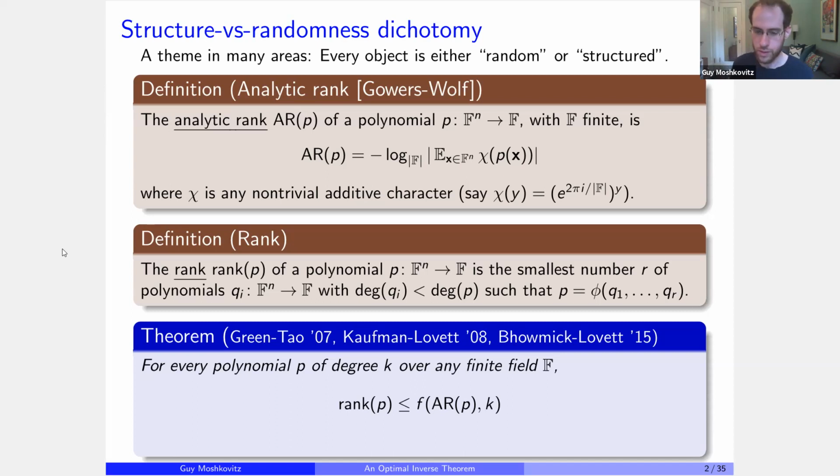It was proved using a kind of regularity lemma for polynomials. And the bounds that you get, this function f, this dependence, is kind of horrible. It's an Ackermann type function. So that's much larger than a tower of exponentials. So you really should think of this result as a qualitative result. It is possible to bound the rank as a function of the analytic rank, just this function can potentially be horrible.